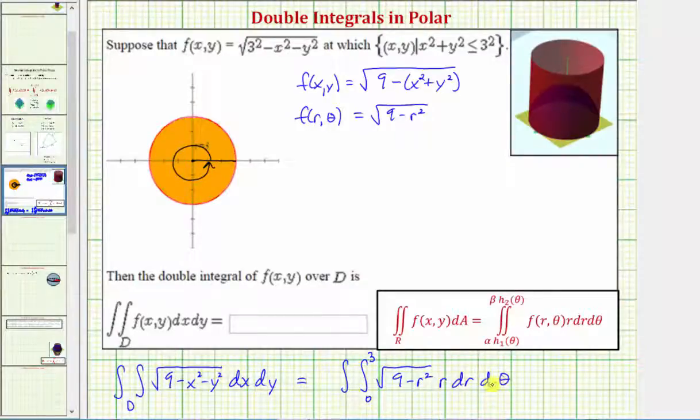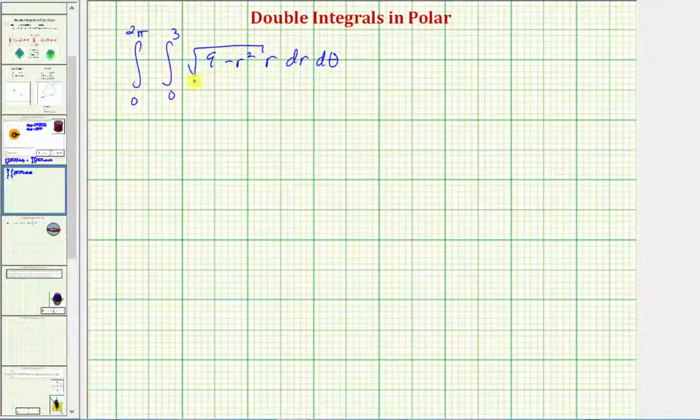So the limits of integration for theta are from 0 to 2 pi. Now let's go and evaluate this double integral in polar form on the next slide. Notice how to find the antiderivative with respect to r, we'll have to perform u substitution.